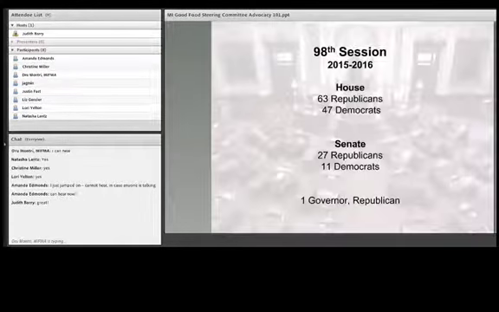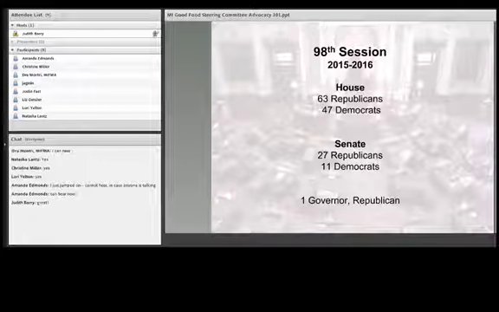But if you're looking at public policy, where you start is understanding that the clock is ticking. It is a process. Like a basketball game, it has a distinct beginning and a distinct ending with very distinct winners and losers at the end. We are about, I wouldn't quite say halfway through the 98th legislative session, which is 2015-2016.